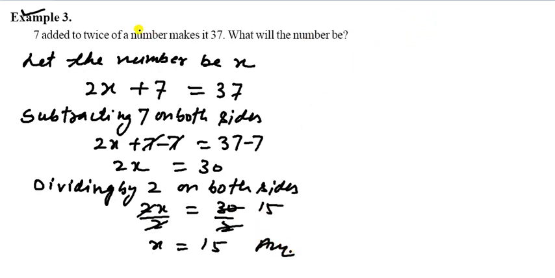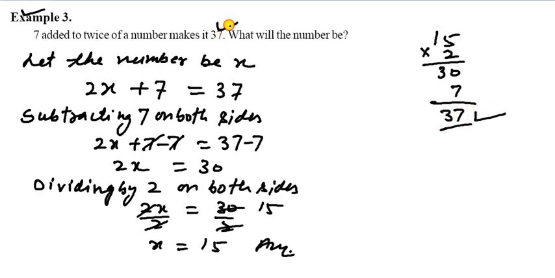Now check the answer. Twice a number, so 15 into 2, it gets 30, and 7 added, so you add the 7, it becomes 37. That one and that one are the same, so your answer is correct. So you have to write here number be x. So that is your answer.